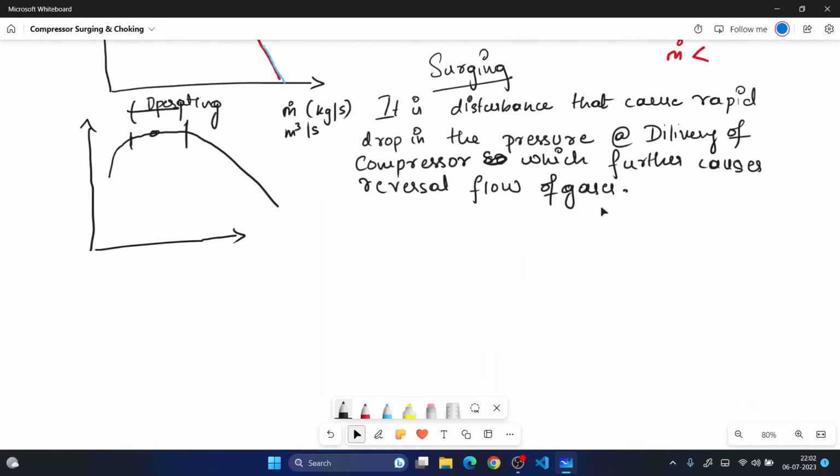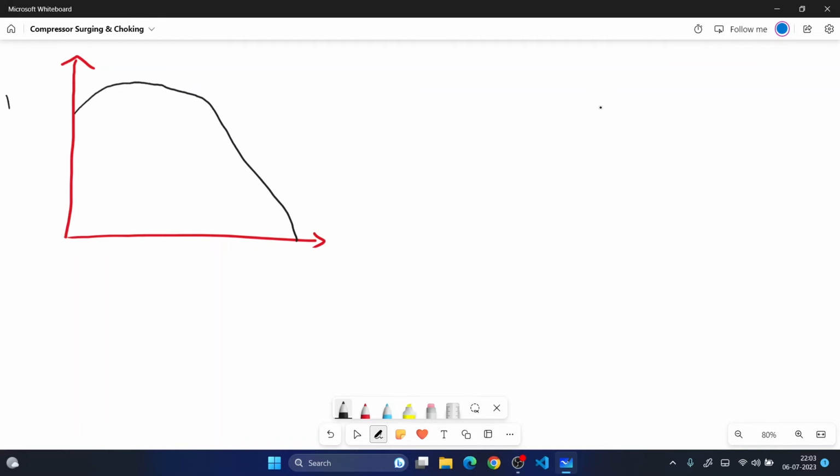So now, after understanding surging, let us again draw a graph over here to understand what exactly choking is. Okay. So choking is not a very dangerous phenomenon. So let me draw a realistic graph this time so that people will be able to understand. So this is the pressure ratio, that is P2 by P1. And as always, this graph starts at 1, unity, because the pressure ratio cannot be less than 1, otherwise you are creating a vacuum. So it will be like that.